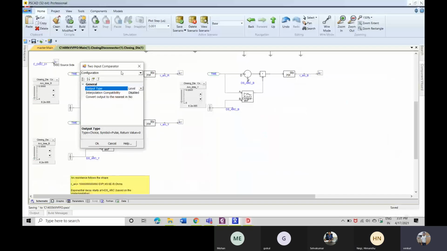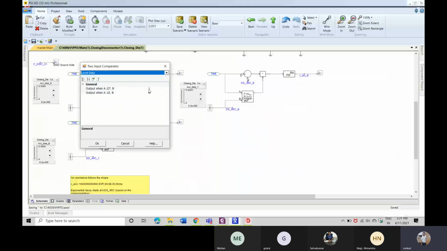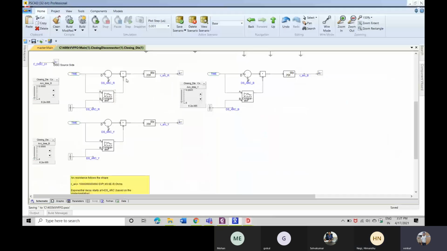For that I have to give the control. If I go inside this level, can you see this? I have given output 1 when my A is greater than B. Until then my output will be 0. So generally this exponential part won't be coming into action.